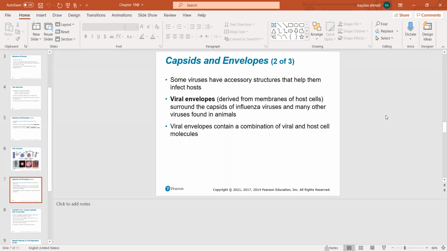Some viruses have accessory structures that help them infect their hosts. For instance, a membrane envelope surrounds the capsid of influenza viruses and many other viruses found in animals. The viral envelope, which is derived from the membrane of the host cells, contains host cell phospholipids and membrane proteins. They also contain protein and glycoprotein of viral origin. Remember that glycoproteins are proteins with carbohydrates covalently attached.